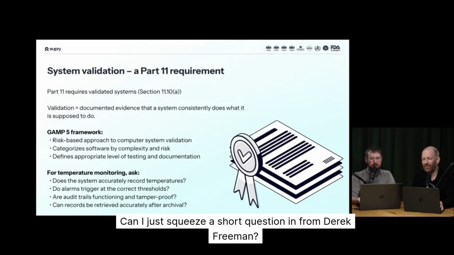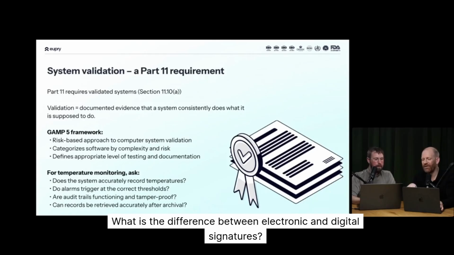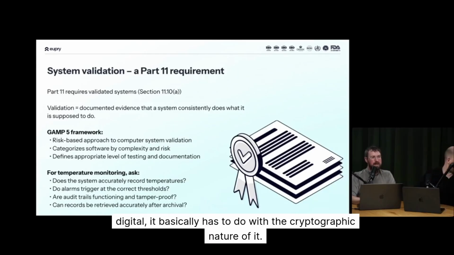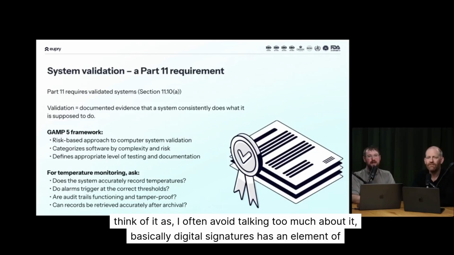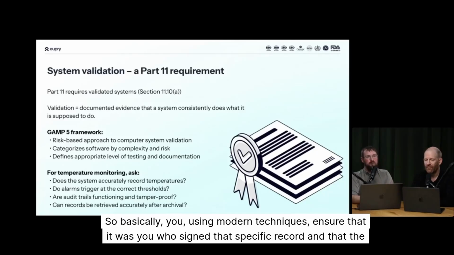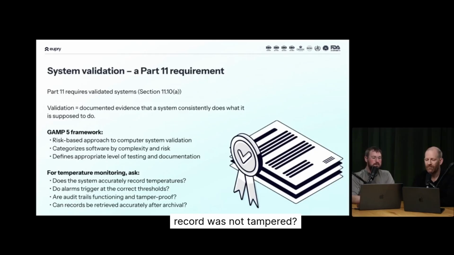Can I just squeeze a short question in from Derek Freeman? What is the difference between electronic and digital signatures? Yes, so digital has to do with the cryptographic nature of it. I often avoid talking too much about it, but basically digital signatures have an element of cryptography, which basically is traceability. Can you, using modern techniques, ensure that it was you who signed that specific record and that the record was not tampered with? I think I'll leave it at that. Cryptography is not my specialty.